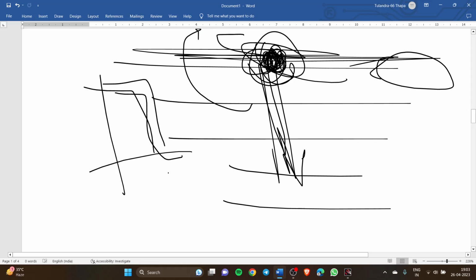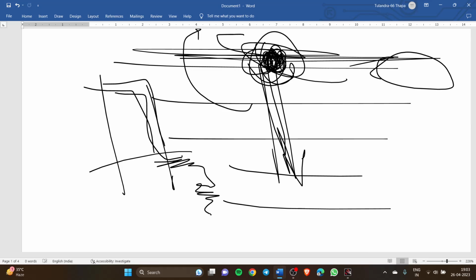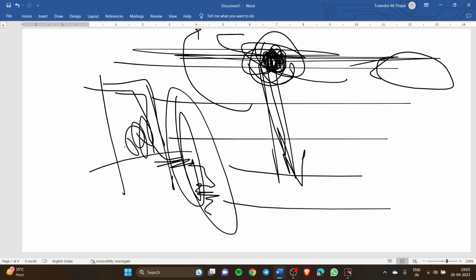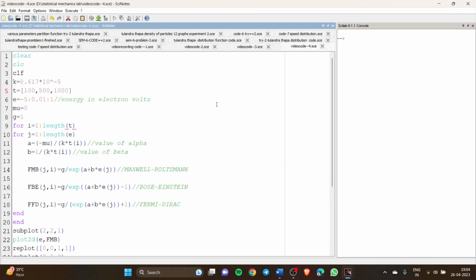This step function shows that above this energy there are no particles at 0 Kelvin, and here there are all the particles at 0 Kelvin. But as the temperature rises, the particles here go from here. This area and this area are equal, because the number of particles leaving the lower energy states and occupying the higher energy states are equal.